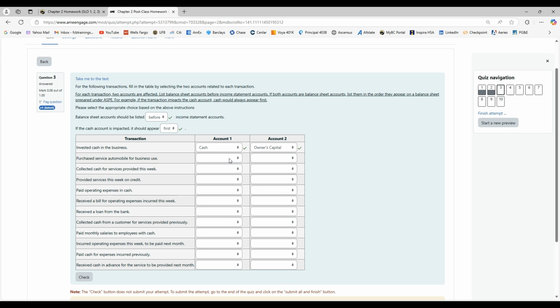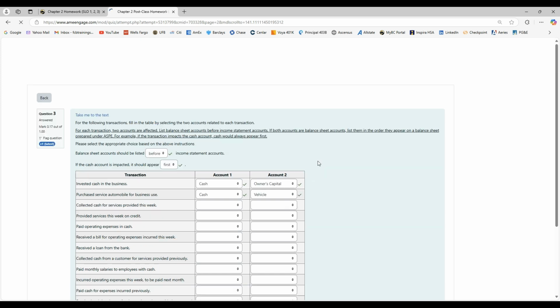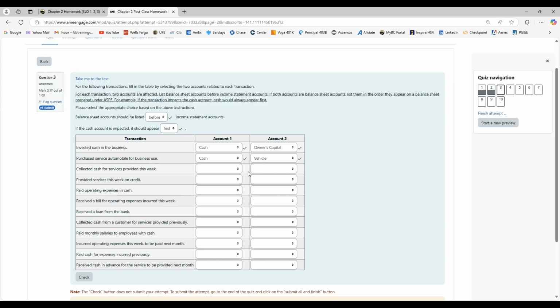Okay, purchased automobile for business use. So we have an automobile, equipment we'll call that for now, and we purchased it. Okay, so I think we're going to want to do cash and equipment. The instructions are a little vague on this, but let's try that. Okay, so it doesn't want equipment. Oh, there's a vehicle account, sorry. So cash down, vehicle account up.